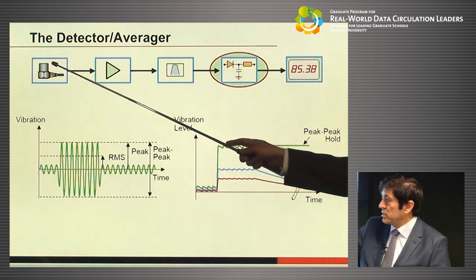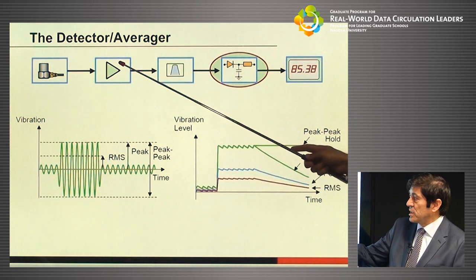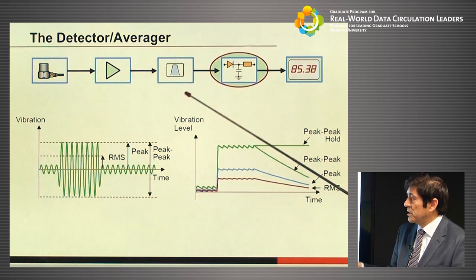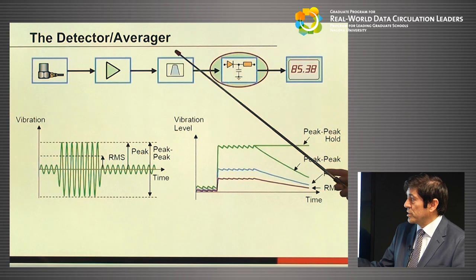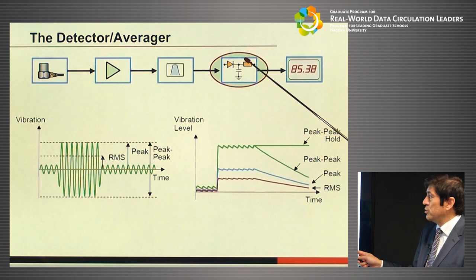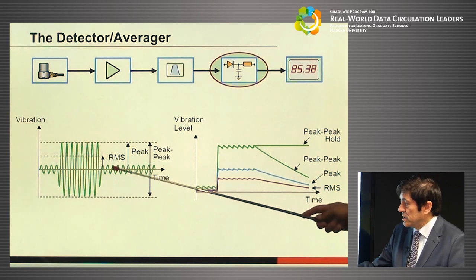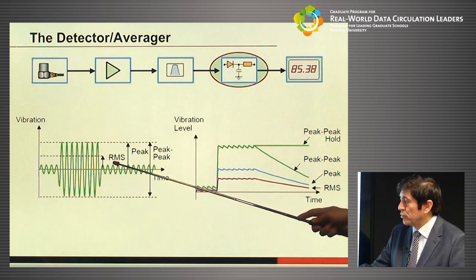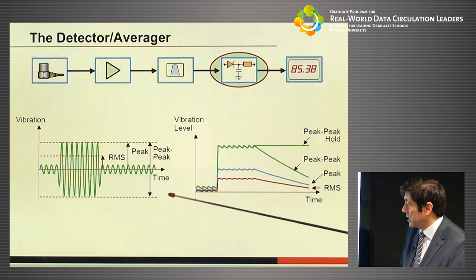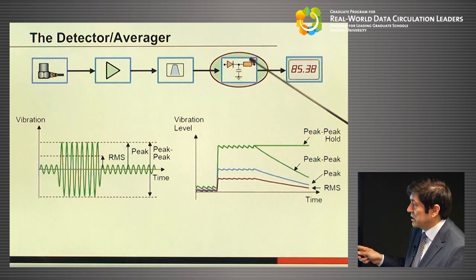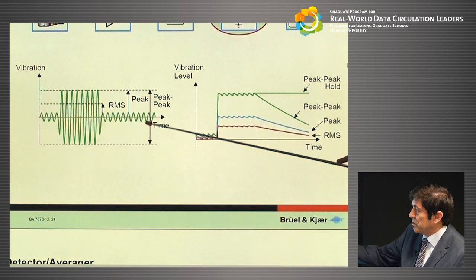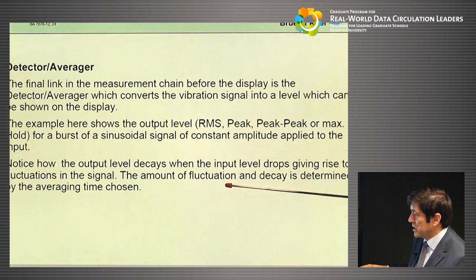We made a measurement, we preamplified the signal, increased the amplitude of the signal. Then we filtered because the signal has noise. Then after that, we use a detector averager to find the signal's RMS value, peak value, peak to peak value, etc. And these are the typical definitions of these parameters.